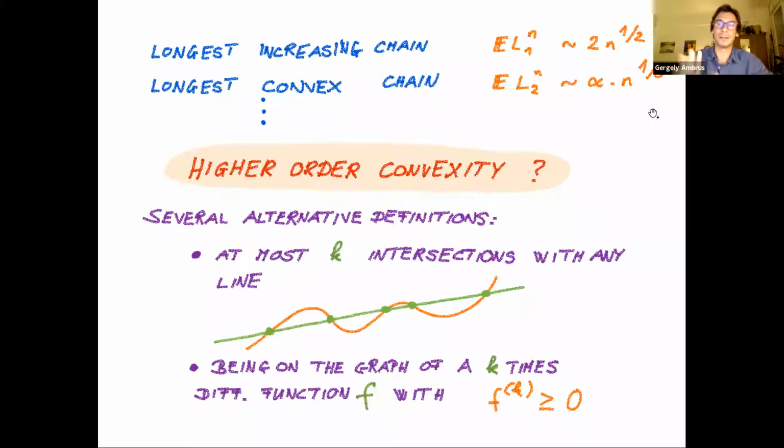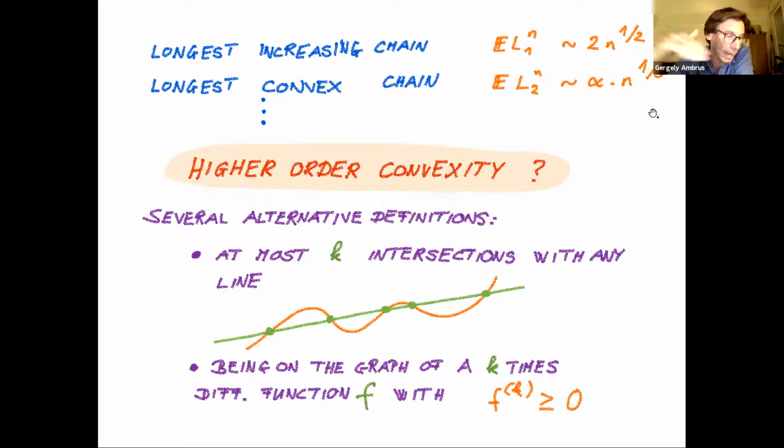Because, well, if one is very, very optimistic, then one might see a pattern starting here, but of course one needs to be super optimistic for that. So question, how can we extend it to higher order convexity? And first of all, it is not clear what higher order convexity means.